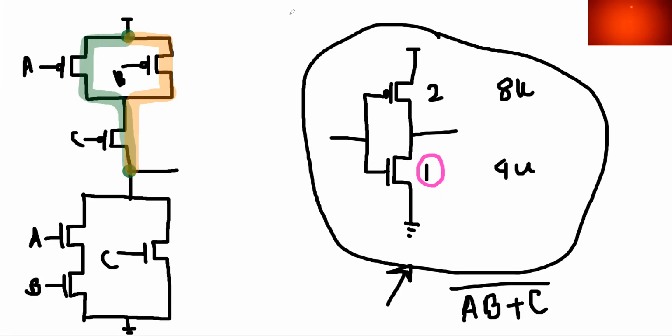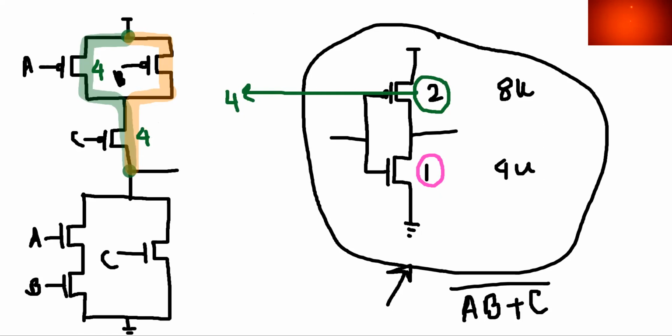Let's use the green color. How many MOSFETs do you have in the green road? 2. So your 2 will be multiplied by 2. 2 into 2 is equal to how much? 4, right? So this sizing will be 4. Both of them will be 4 because both of them are in the green road, right?